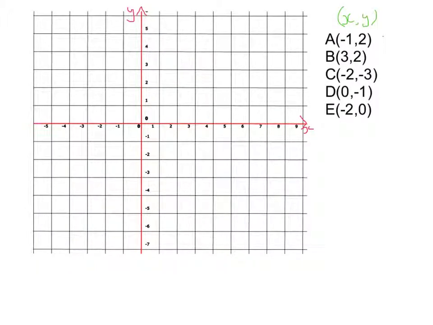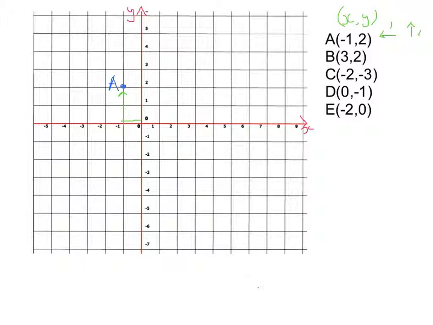So for A, we will be going in the direction left by 1 because it's -1, and then we'll be going up 2. We're starting at the origin, which is right in the middle here. We go across to 1 and then we go up 2. And at that point there, that will be our point A.